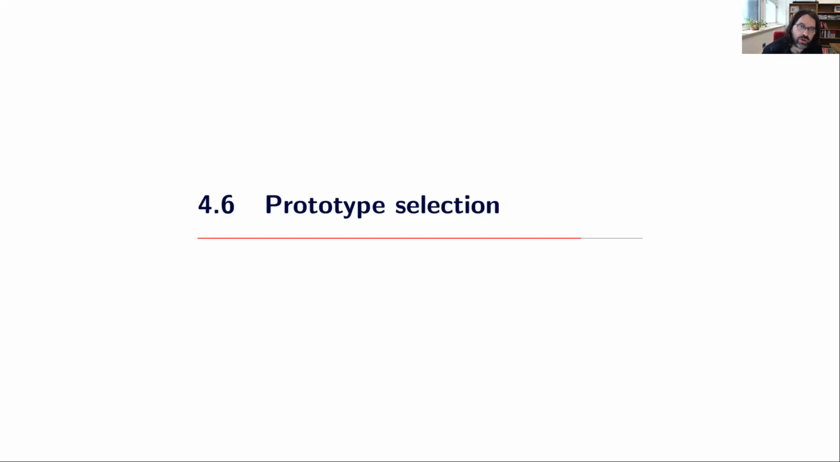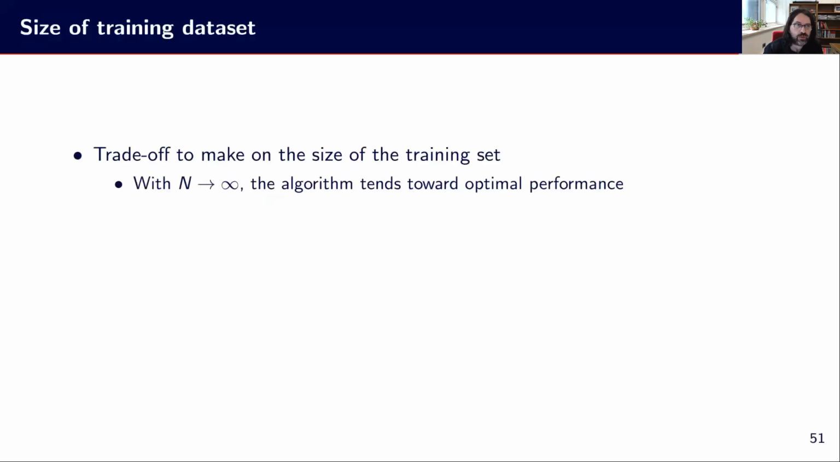Let's now look at prototype selection. We know that the size of the training set has a big influence on the complexity of KNN classification. With a really huge data set, with n tending toward infinity, the algorithm tends toward optimal performance. So that's nice. We are able to get optimal performance with a really huge data set.